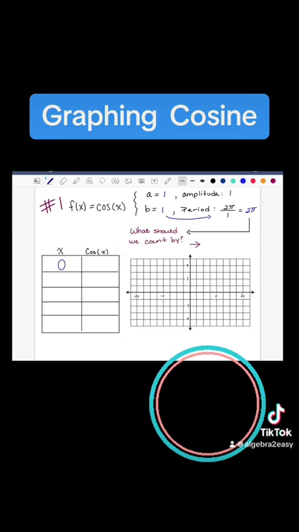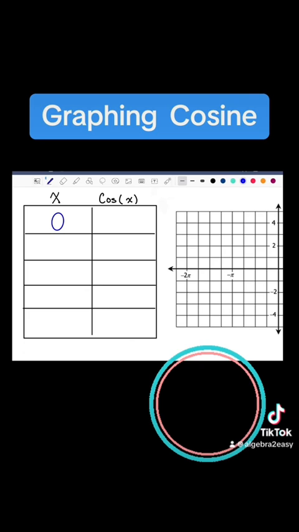So what we're going to do is take the period, which we know is 2 pi, and ask ourselves, what should we count by? We're going to take 2 pi divided by 4, because that's how many more points we need. We need 4 more points. 2 pi over 4 simplifies to pi over 2. We are going to count by pi over 2 units. I'm going to zoom in. So here we're going to have pi over 2, 2 pi over 2, 3 pi over 2, and 4 pi over 2. Okay, so we're going to take a second and simplify these values.